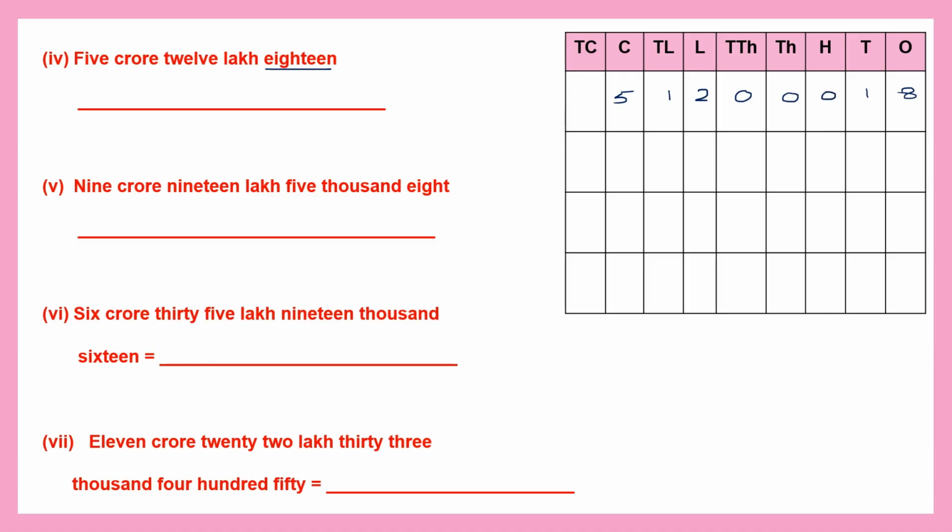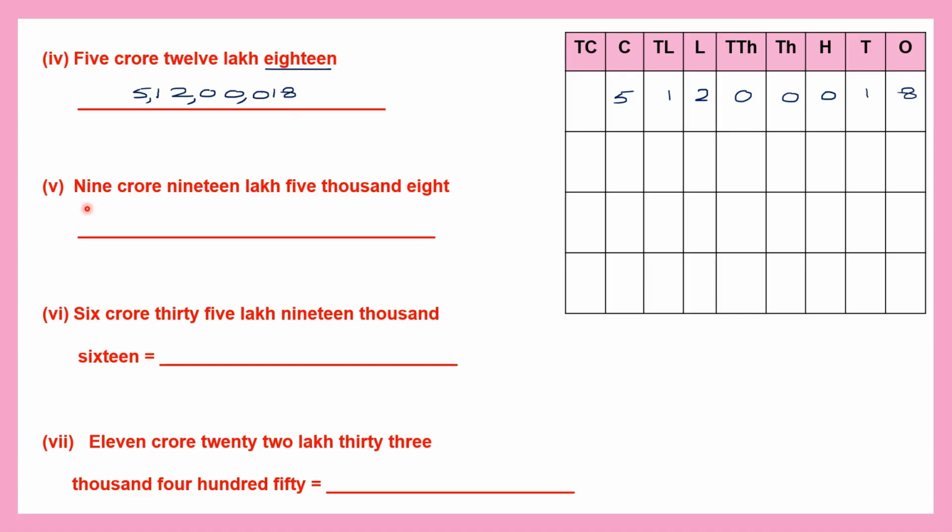Now the gaps, let's fill it in with zeros. Now let's write this number 5, 1, 2. Then we have 3 zeros and 1 and 8. Now let's place our commas. Ones, tens, hundreds. We can put a comma here. Thousands, 10,000s, comma, lakh, 10 lakh, comma. Now let's read our number. 5 crore 12 lakh 18.